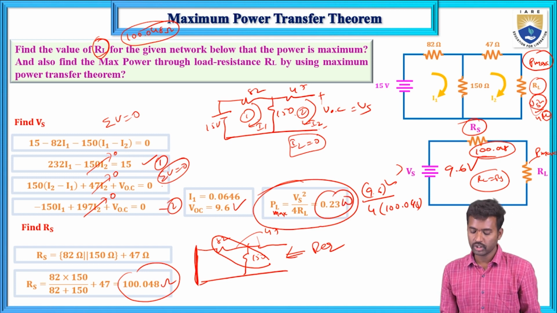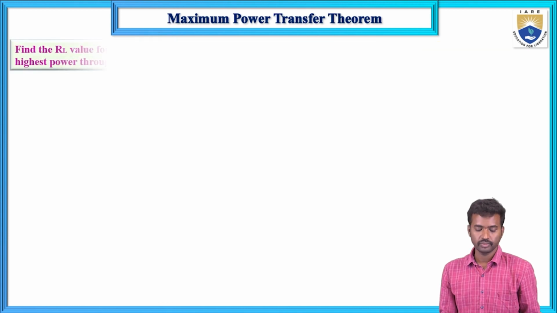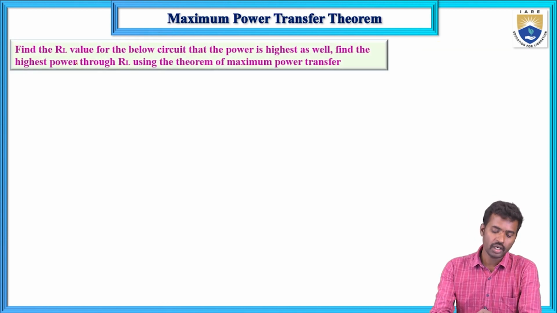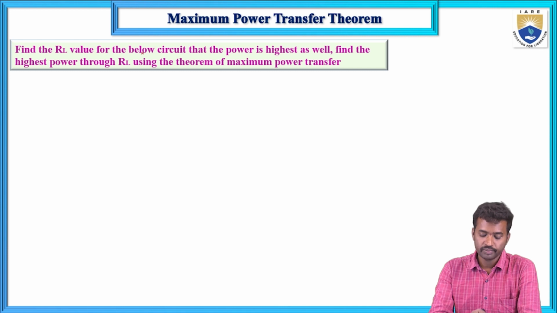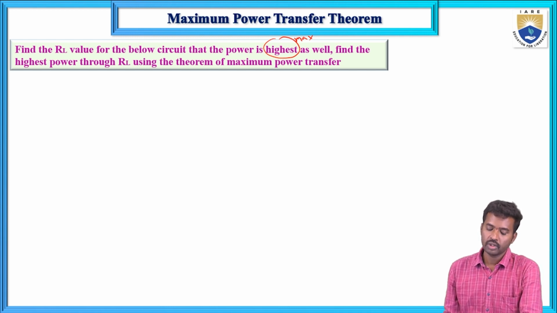Now the second question. Find the RL value for the below circuit at which the power is highest, that is the maximum, and find the highest power through RL using the maximum power transfer theorem. Same formula, same thing: you need to determine RL and maximum power.